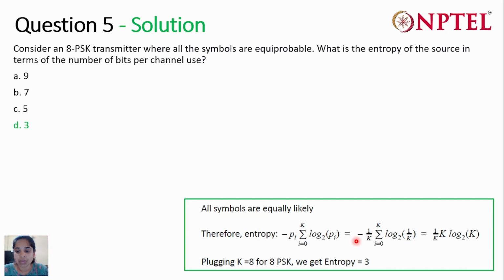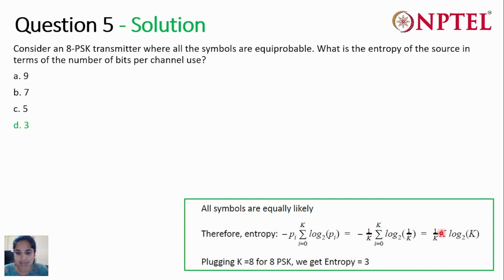So this will be equal to minus 1 by k summation over i equal to 0 to k of log base 2 of 1 by k. Here we are replacing p by 1 by k because it's given that the symbols are all equiprobable. So minus log of 1 by k can be written as plus log of k. So you get 1 by k into the summation, which leads to k. So k log of k.